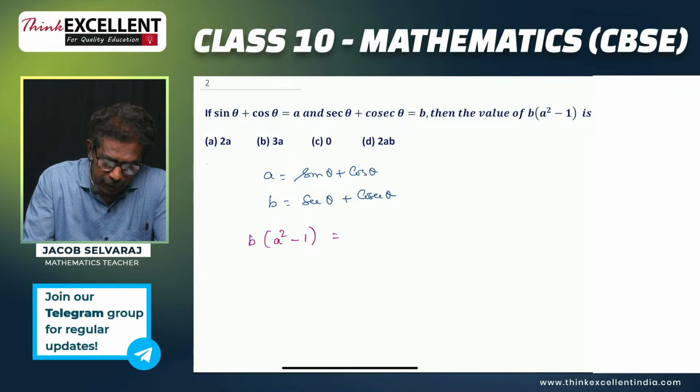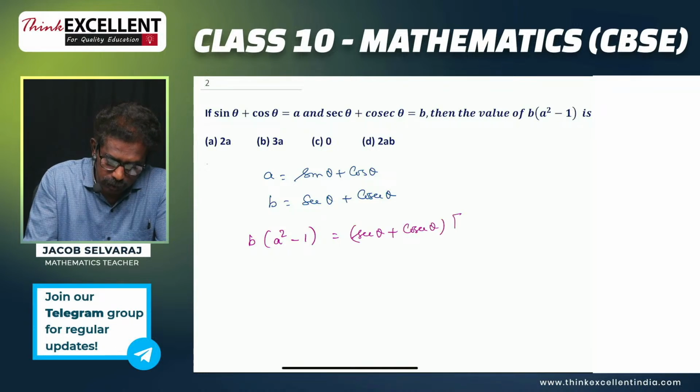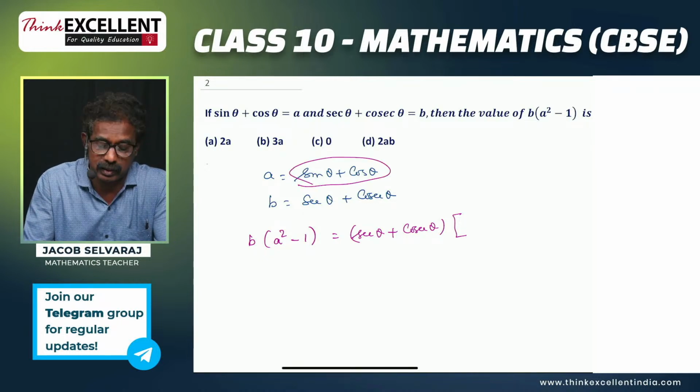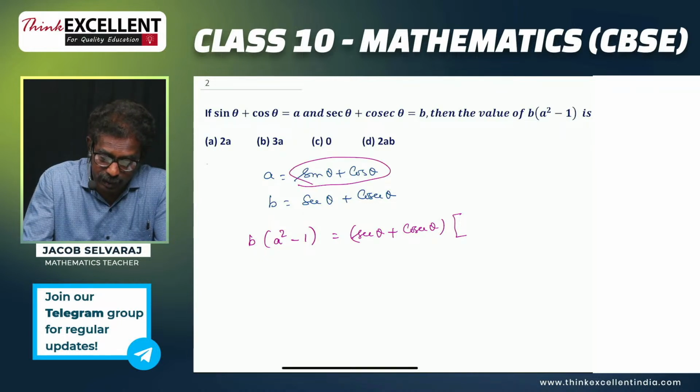Substitute the values. B is secant theta plus cosecant theta into A square. A square means you have to square this: sin theta plus cos theta the whole square. That is sin theta plus cos theta the whole square, A square minus 1.